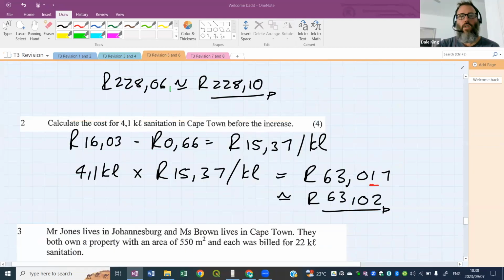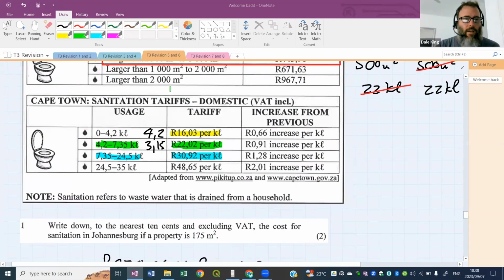All right. So when you look at the tariff table and you see, we've got a first bracket up to 4.2, second bracket goes up to 7.35, third bracket goes up to 24.5, and they hit you with 30 kiloliters. We're going to go through the first, the second, the third, and we're going to end up in the fourth bracket there, because the fourth bracket goes from 24 to 35.